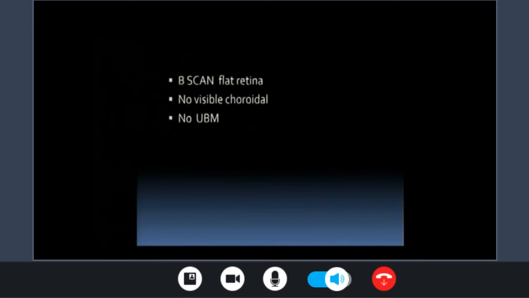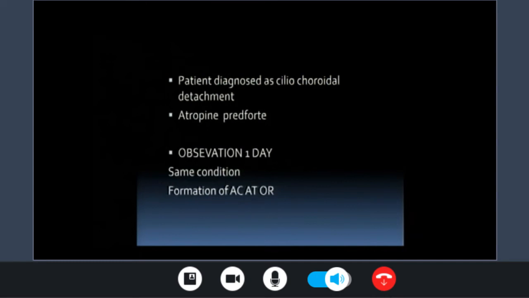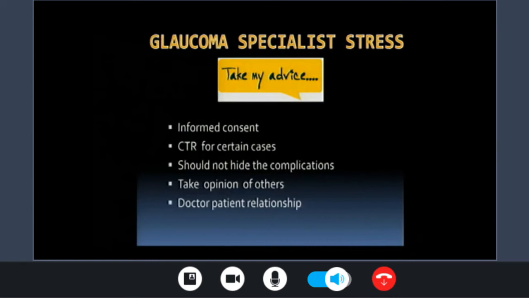Then a B scan was done: flat retina. We don't have UBM in emergency, and there was no visible choroidal detachment. Then I observed the patient for one day. I put her on atropine and Betadine. The second day she came, still a flat anterior chamber. Then I took her to the OR and formed the anterior chamber. So these are little stories from big stories.